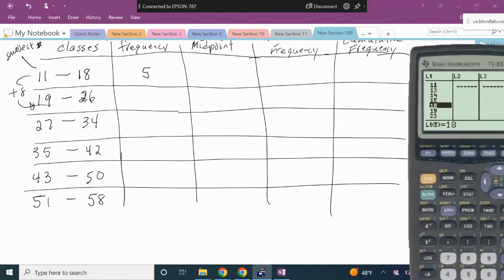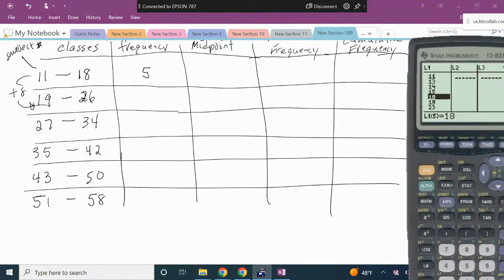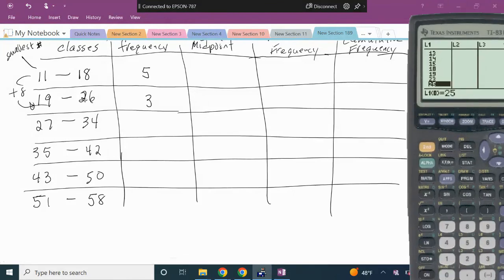So how many numbers between 19 and 26? Should be 1, 2, 3. Right. How many numbers between 27 and 34? Should be 3, 5, 2, and 2. I'm just going to fill the rest of these out. So is everybody okay with the frequencies? They're nothing more than counts.